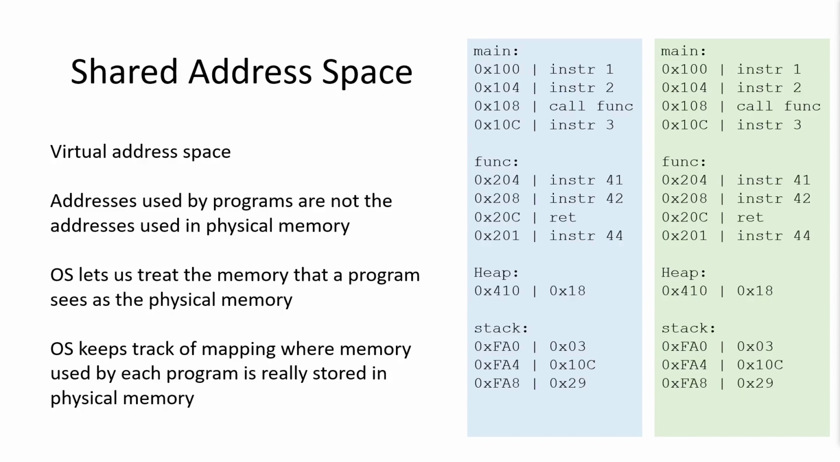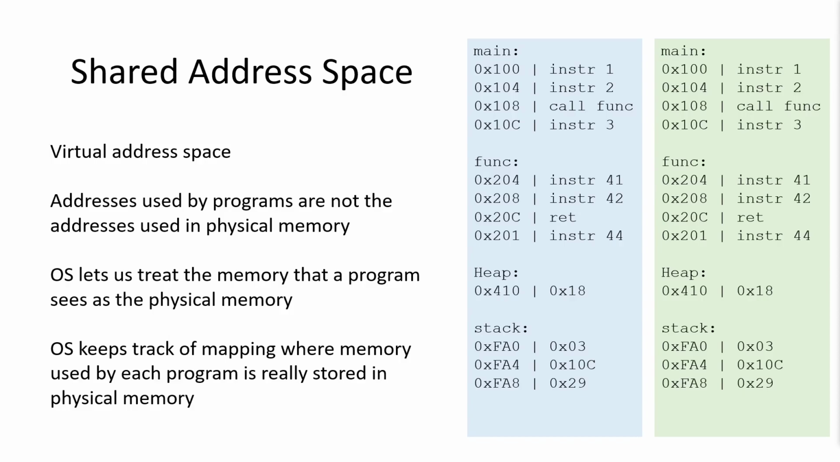The secret here is that the addresses used by the programs, those memory addresses, are not the same as the actual physical addresses of the physical memory, my RAM chips. The operating system is going to let us treat the memory that the program sees as physical memory. So I wasn't really lying. This is how it works. The program, this is what they see. But it's an illusion created by the operating system.